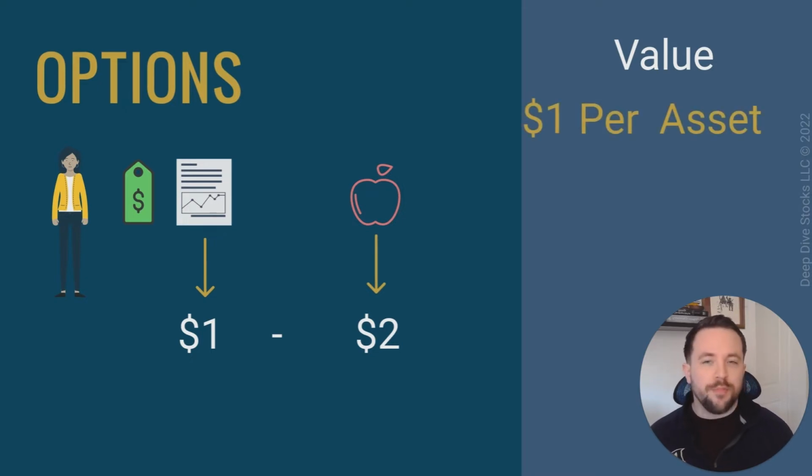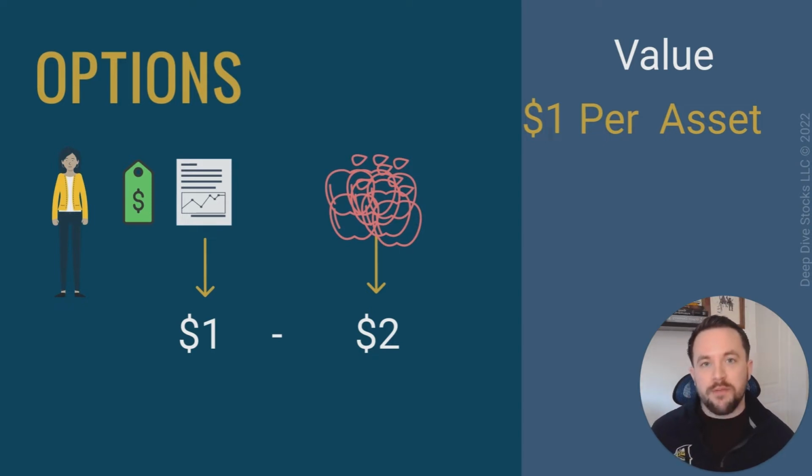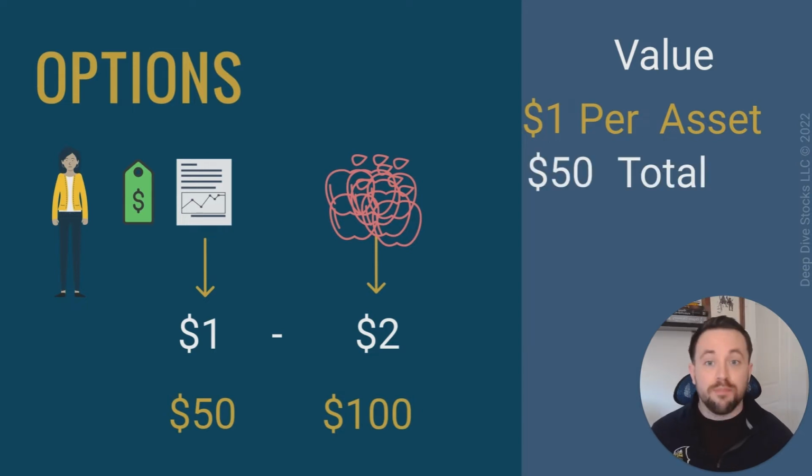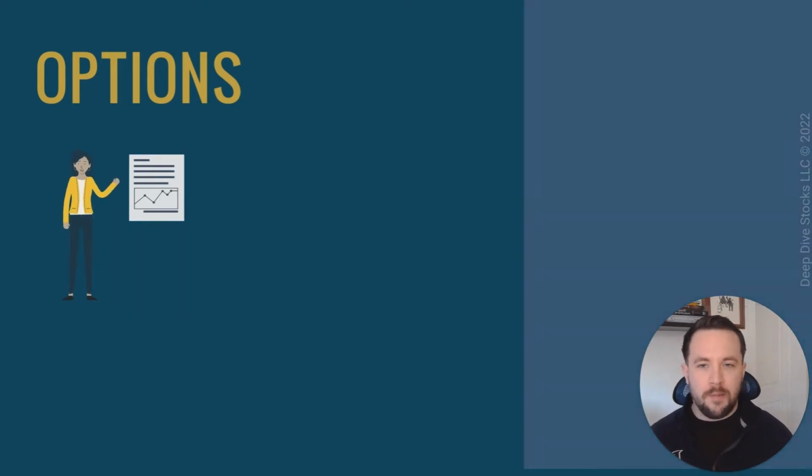And this is important. Option values are measured on a per asset basis. So suppose the coupon let Sally purchase 50 apples for $1 each. Well, the overall value of the coupon would be $50, but it would maintain its $1 per asset value. And that's how options are priced. They're priced on a per share basis, and since each option is 100 shares, it's something to keep in mind.